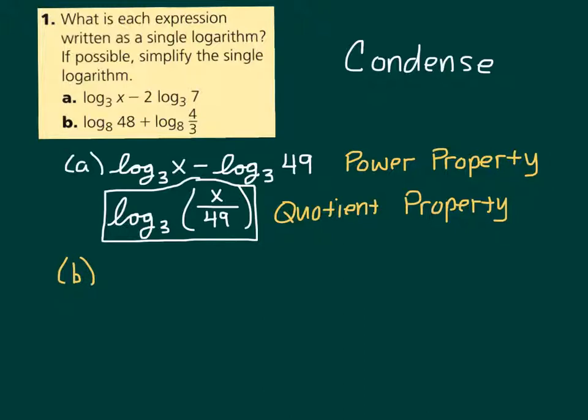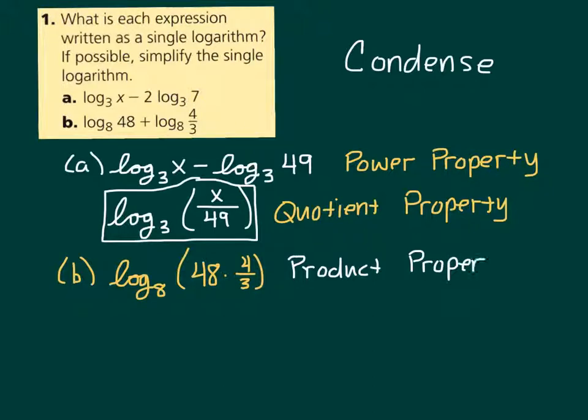Part B, what am I going to do? Use that first property, log base 8 of 48 times 4/3. So that is the product property. We have condensed it as far as we can.